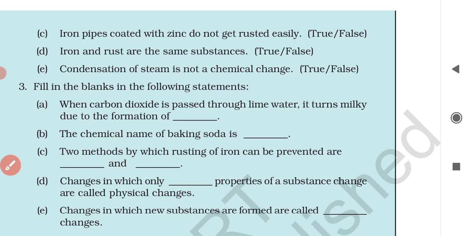So if steam is condensed, then it will form liquid water. So only the physical state is changed during condensation. The gas will be converted into liquid. Again, physical states are physical properties. So condensation of steam is not a chemical change. It is a physical change. So the statement is true only. No need to change this statement. It is true only. Clear?